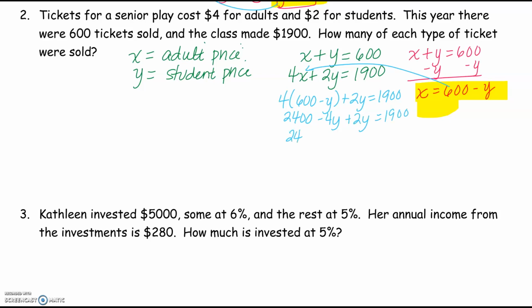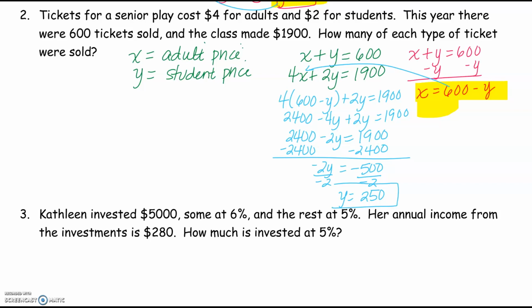Distribute your 4 and get 2,400 minus 4y plus 2y equals 1,900. Combine your like terms. 2,400 minus 2y equals 1,900. We're going to subtract 2,400 and get negative 2y equals negative 500, and half of that becomes y equals 250. That's going to be our student tickets.